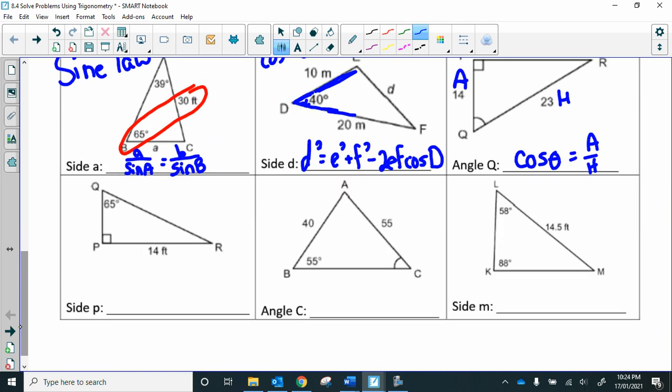And at the bottom here, again, I see a right angle, so I know I'm going to be using trig ratios again. But which trig ratio am I going to use? We're looking from this angle, so I have my opposite. And I'm trying to find side P, which is my hypotenuse. So O and H, if we think of Sohcahtoa, that would be our sine ratio.